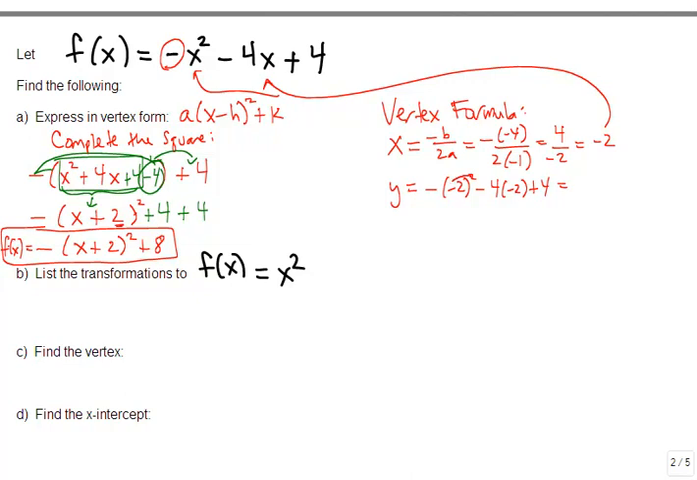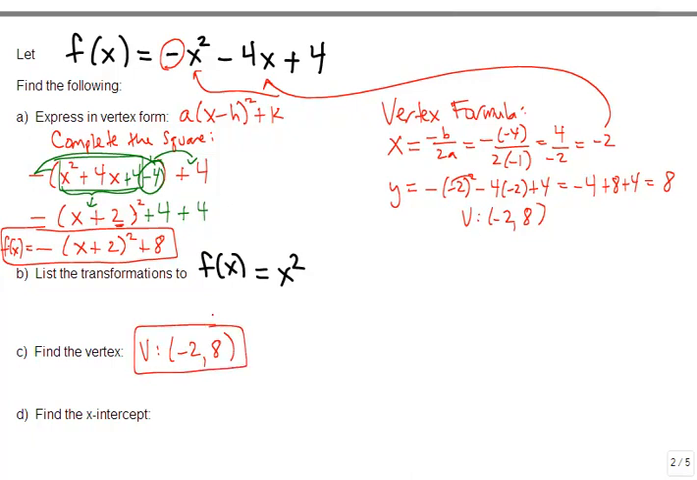So this negative squares away, but the negative on the outside will stay put. So negative 2 quantity squared becomes a 4, but because of that minus on the outside, it's a minus 4. A negative 4 times a negative 2 is a positive 8, and a plus 4, so that reduces to 8. So my vertex is at negative 2, 8. And that actually answers this question down here. So our vertex is at negative 2, 8.